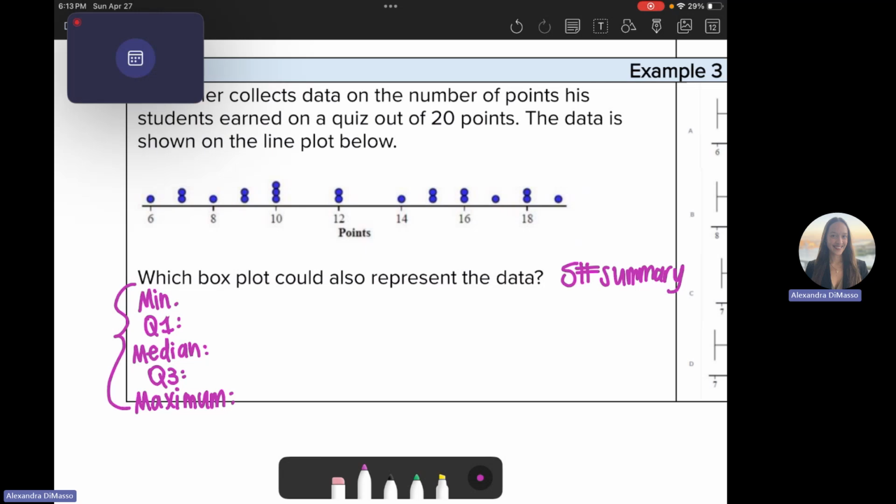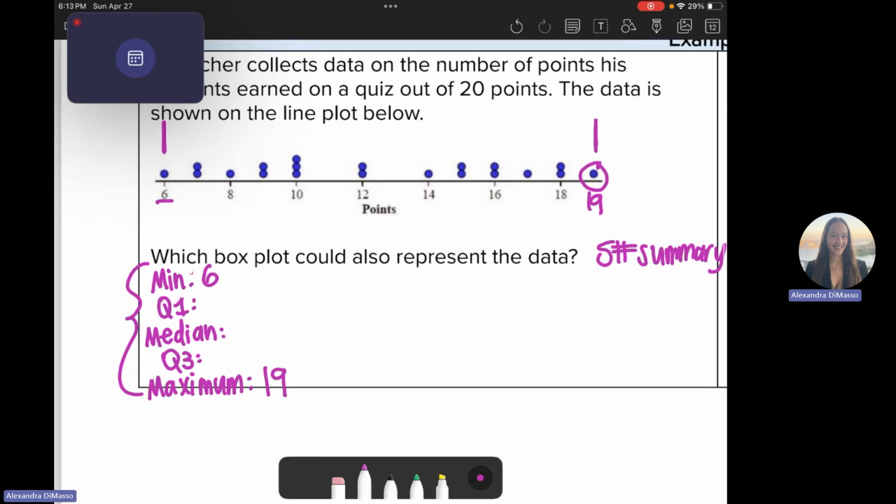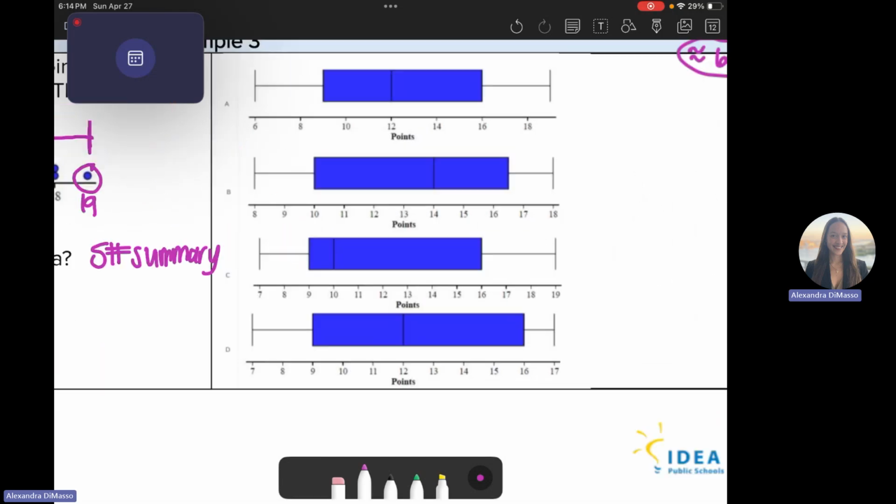So minimum is just the smallest data point that you see. The smallest data point I see is 6. And my maximum, my largest one, is this one right here, which is at 19. So when I go to draw my box plot, there should be a line at the minimum and a line at the maximum. So already I'm going to look at my choices and see if any of them have the minimum and maximum between 6 and 19.